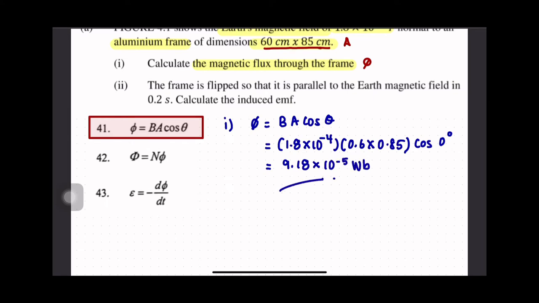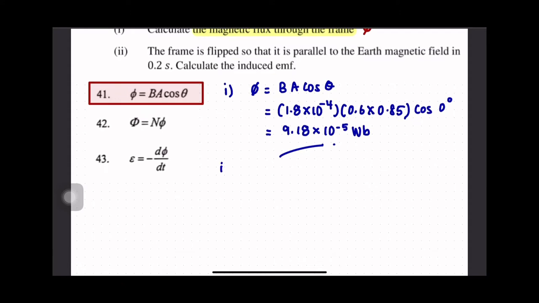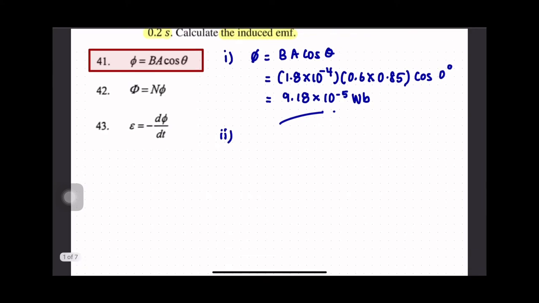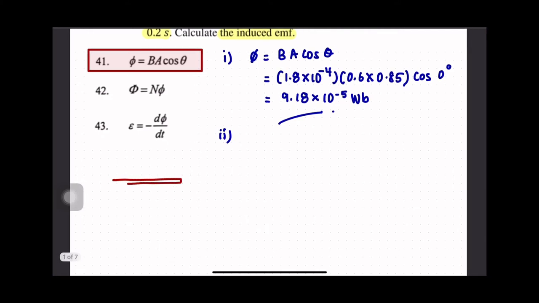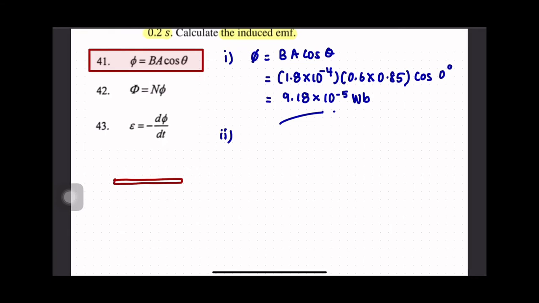Alright, so next question number 2. Dia kata the frame is flipped so that it's parallel to the Earth magnetic field in 0.2 second. Calculate the induced EMF. Okay, so kita boleh lukis macam ni. Asalnya kedudukan dia macam ni. Ni initial position. Okay, so B dia macam ni. This is B. After 0.2 second, dia flip into parallel.